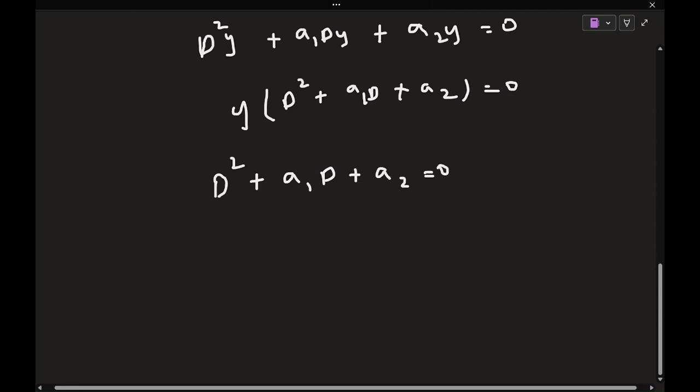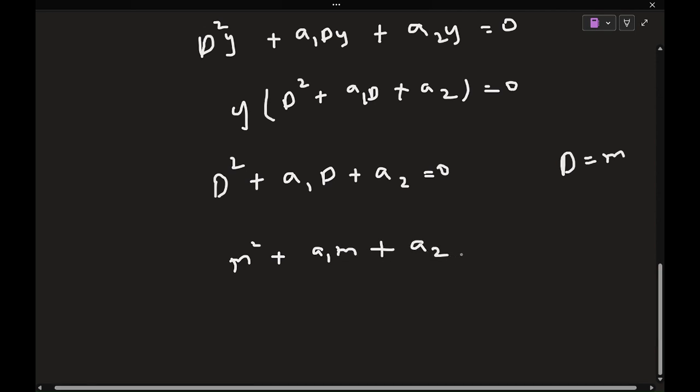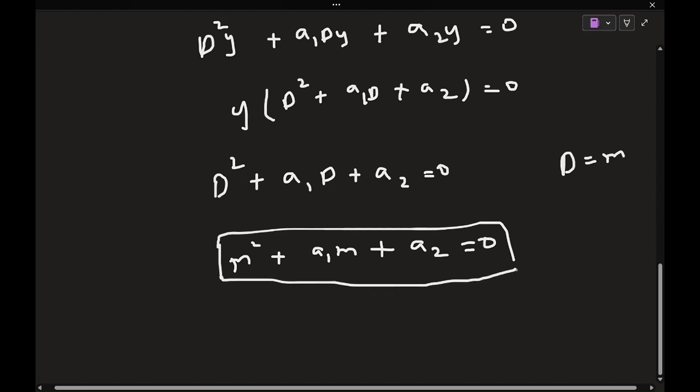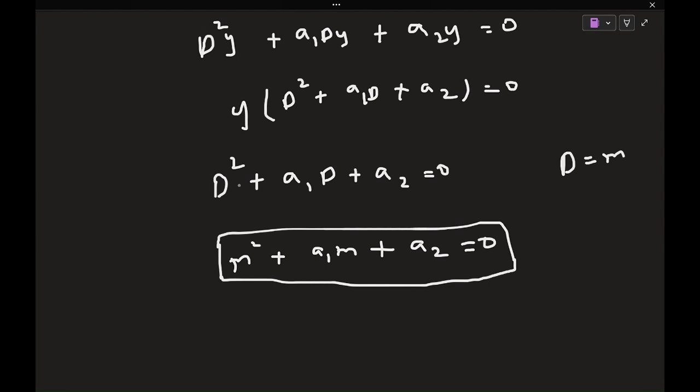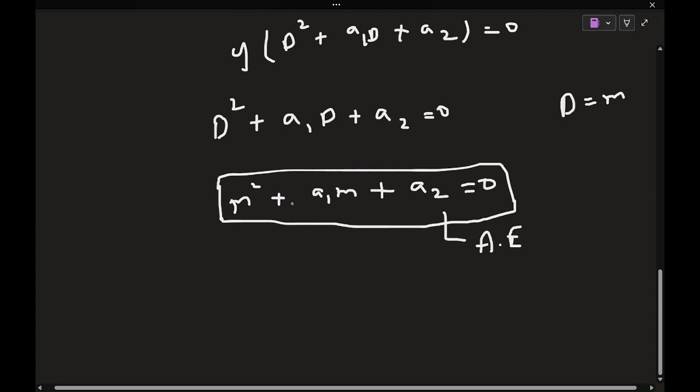Now since D is d by dx, I will assume D as some random variable m. So this becomes m square plus a1 m plus a2 is equal to 0. Now I have a quadratic equation. As we all know, a quadratic equation can have three types of solution, and based on that we can find the solution of this homogeneous equation. When you substitute D as m, this equation is known as the auxiliary equation. In any type of question, for finding the solution of a homogeneous equation, you need to find the auxiliary equation first.